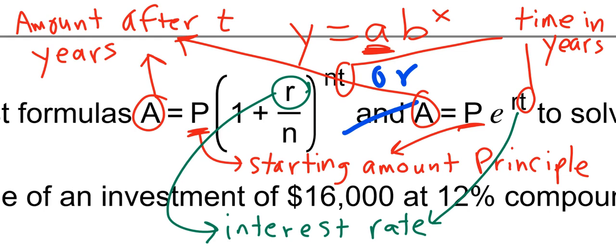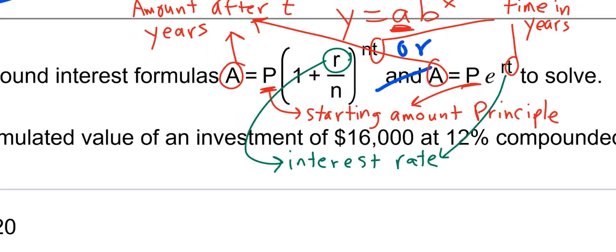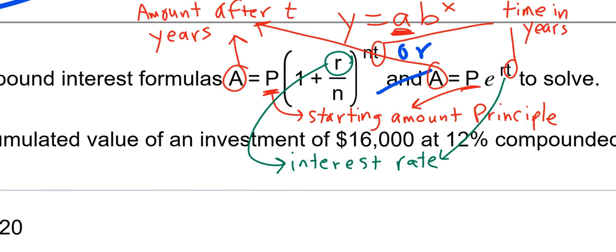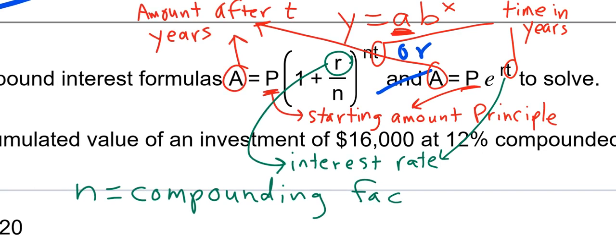Now the last thing I see in the formula on the left that we haven't talked about is n. N represents your compounding factor. N represents the number of times in a year that I'm going to give you your interest. For example, I could give you your interest once a year. One payment a year.